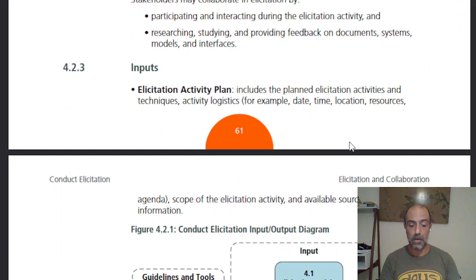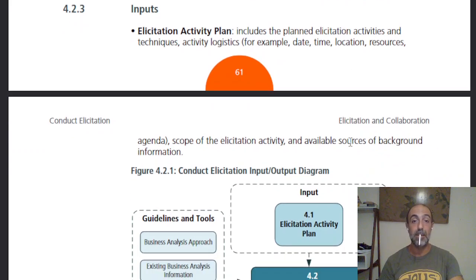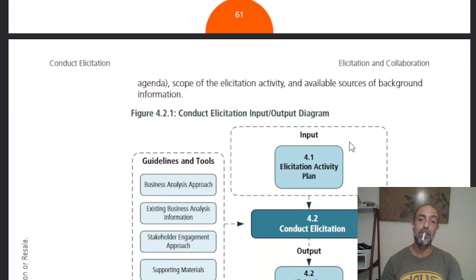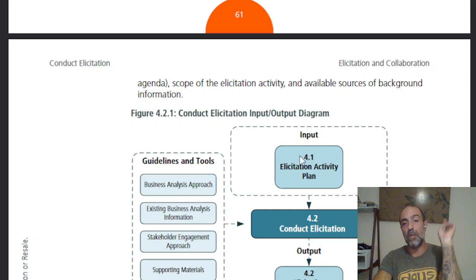The inputs for this are the elicitation activity plan, naturally, because the first plan that we did, the elicitation activity plan, was basically the outline, the baseline, which we're going to be using in order to move forward in this. So it includes the planned elicitation activities and the techniques, activity logistics, for example, date, time, location, resources. We talked about this before, and scope of the elicitation activity and available resources or background information. So basically 4.1, all of 4.1, everything we did earlier is basically what we actually would include here.